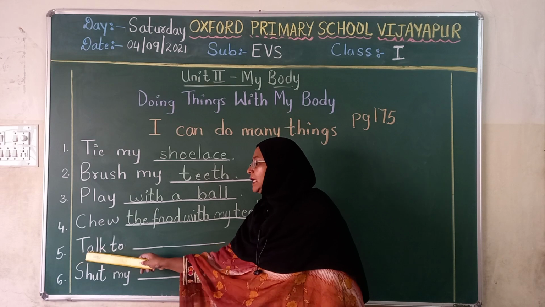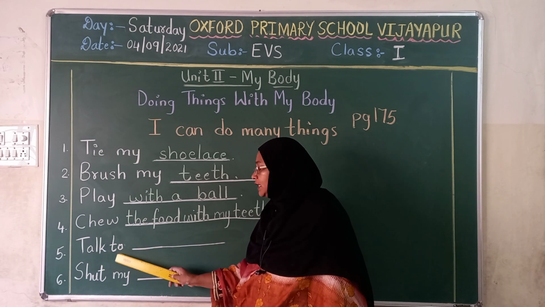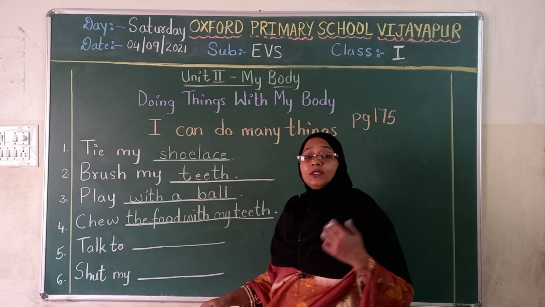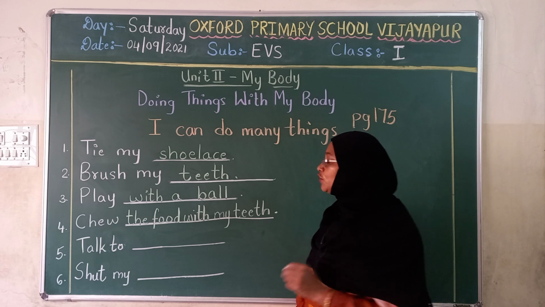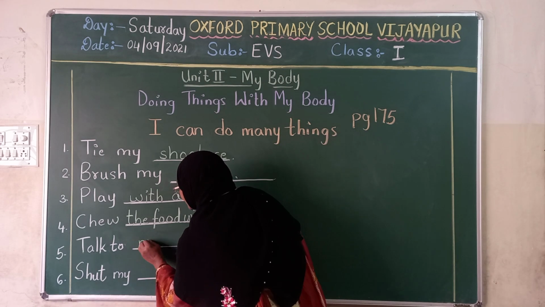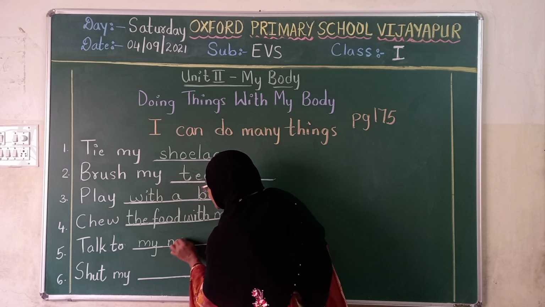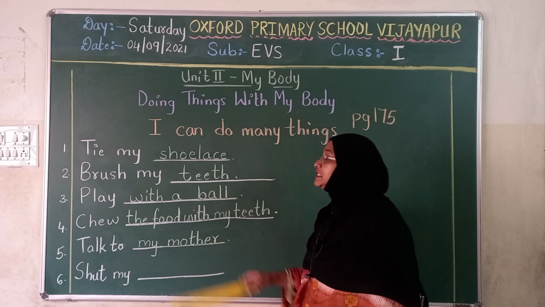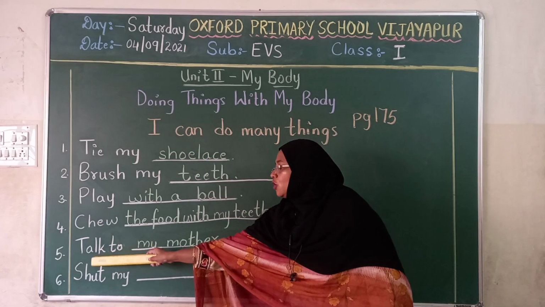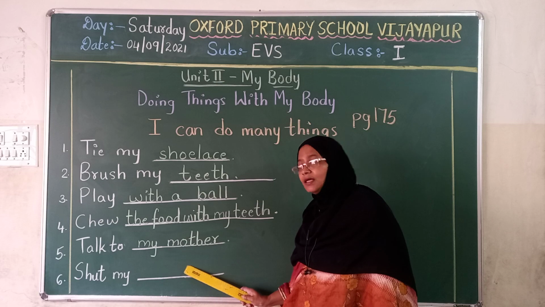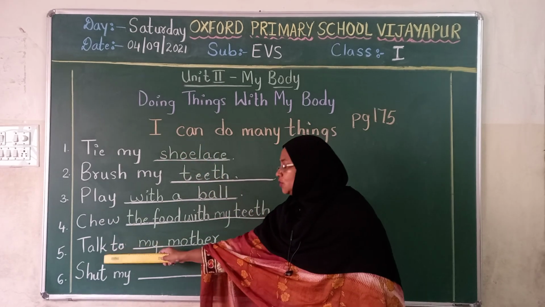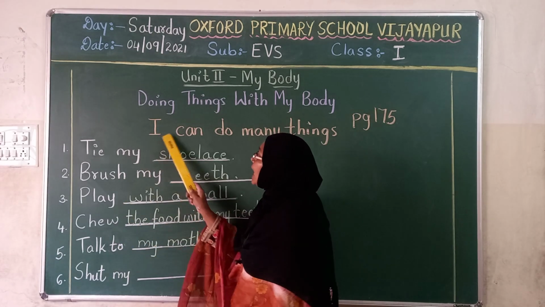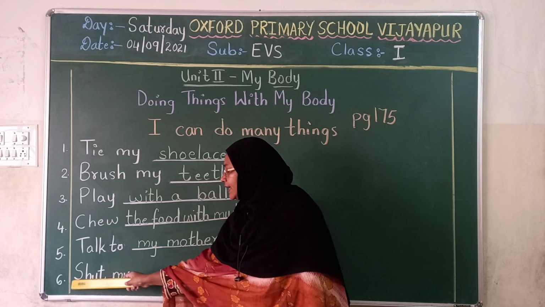Come to the fifth one. Talk to. T-A-L-K, talk, T-O, to. I can talk to the photo of your mummy they have given. So what will you write? Talk to my, M-Y, my, mother, M-O-T-H-E-R, mother. So what will be the sentence? I can talk to my mother. I can talk to my mother, isn't it?